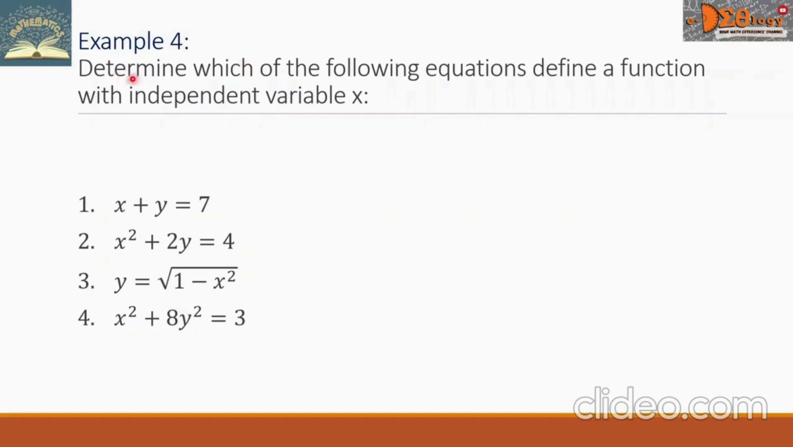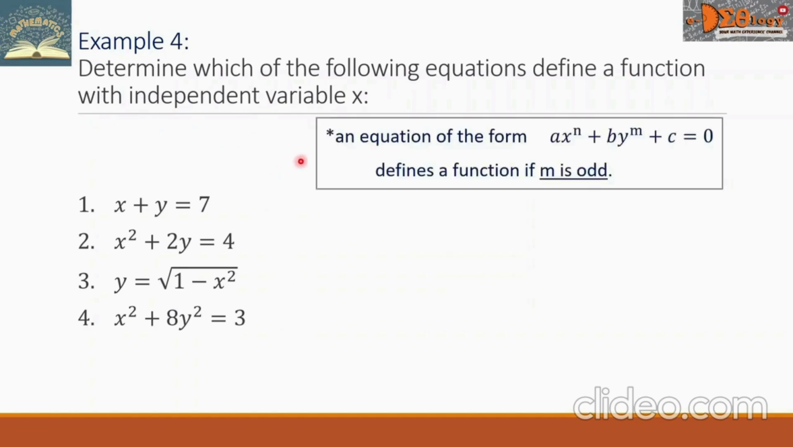Example 4. Determine which of the following equations define a function with independent variable x. We have here 4 equations. To simplify our solution, let us see this rule. An equation of the form ax raised to n plus by raised to m plus c equals 0 defines a function if m is odd. Note that m here is the power for the y.